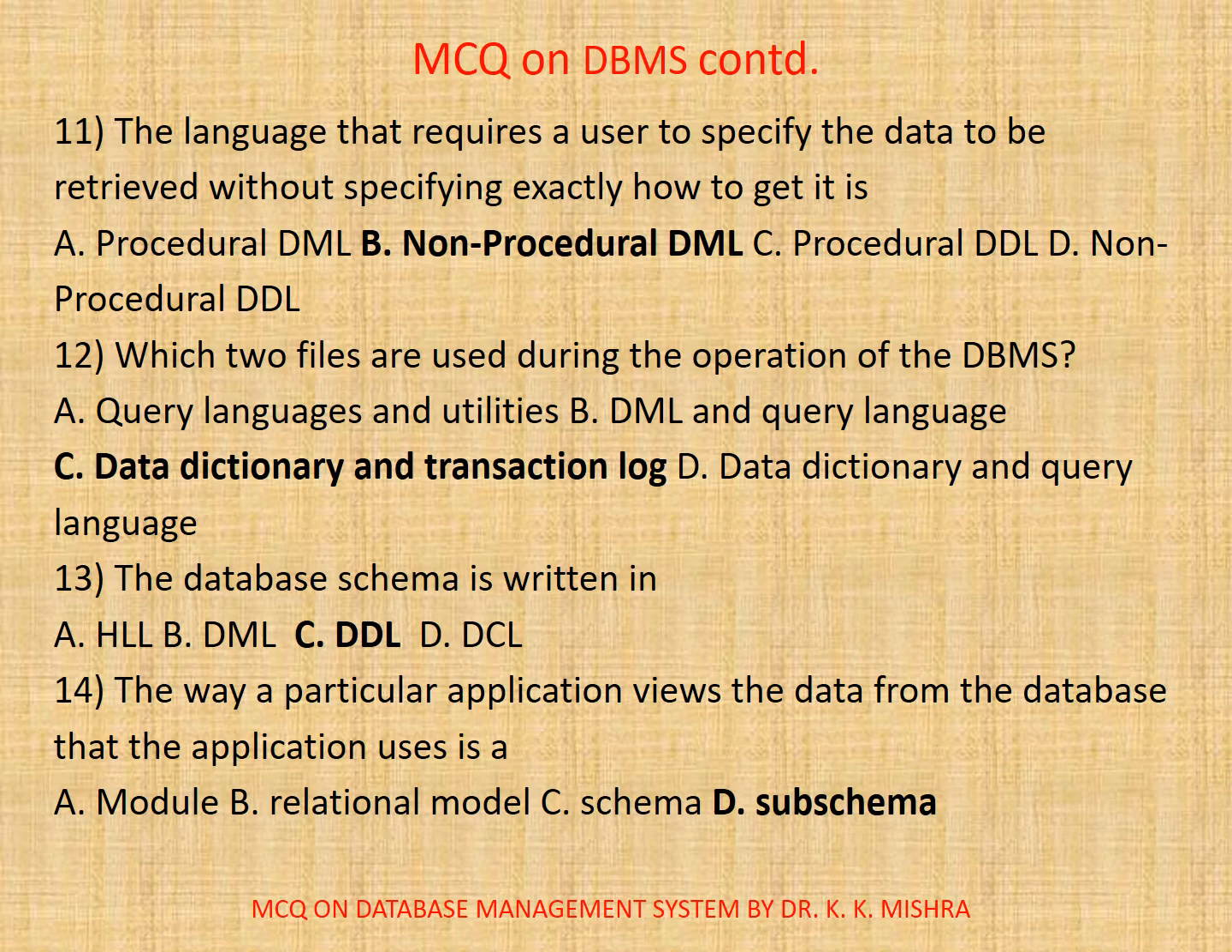Which two files are used during the operation of the DBMS? Options are A. Query languages and utilities, B. DML and query language, C. Data dictionary and transaction log, D. Data dictionary and query language. Correct option is C. Data dictionary and transaction log.